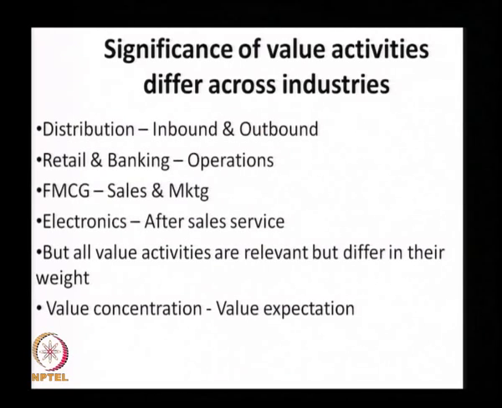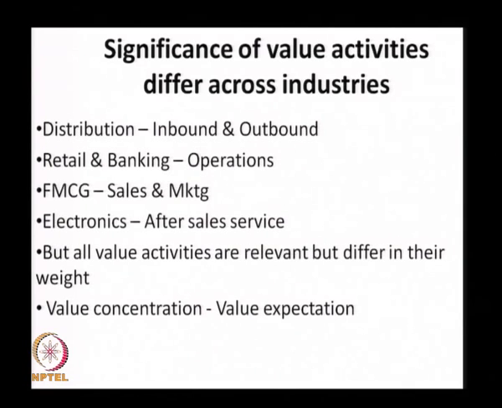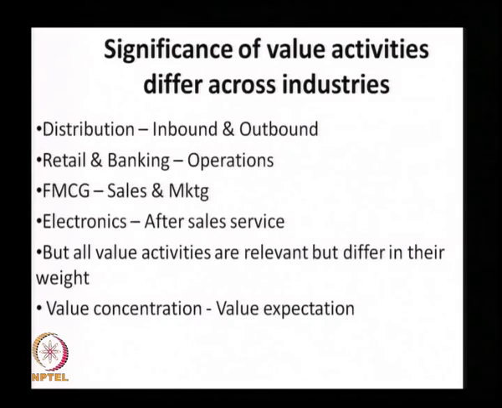So just as we have a set of activities that are primary, we also have a set of activities that are support activities to the firm. But what we need to understand is that all these activities have some significant value that is embedded inside them. And this could be significant for a certain set of industries and insignificant because the industry characteristic is that way. For example, the distribution industry, the activities where we feel that more value can be created would naturally be the inbound and outbound logistics, because we are talking about distribution.